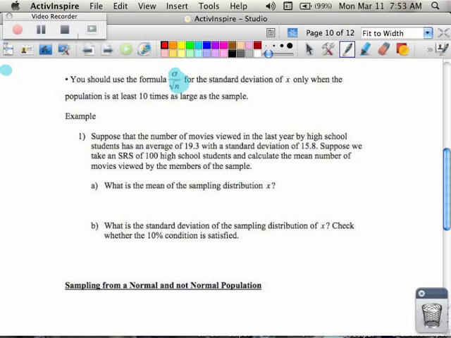suppose that the number of movies viewed in the last year by high school students has an average of 19.3 with a standard deviation of 15.8, and we take a simple random sample of 100 high school students. We're going to calculate the mean number of movies viewed by the members of that sample. So we know that the mean of our sample should be the same as the mean of our population, which would be 19.3.